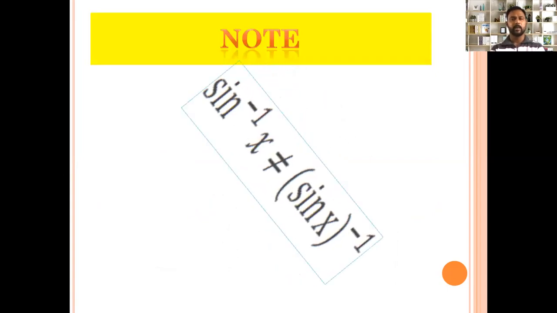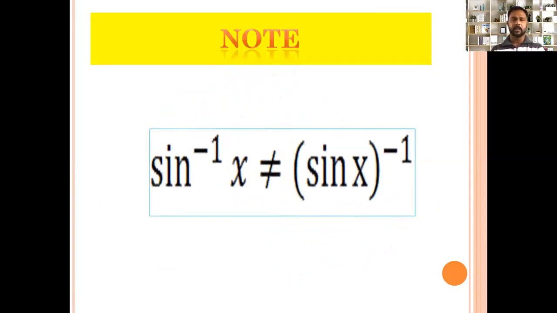Note, a very important note, that sine inverse x is not equal to sine x to the power of minus 1. Because sine square x represents sine x the whole square. But sine inverse x is not equal to sine x power minus 1, because the right side, sine x power minus 1, represents 1 by sine x, which is cosec x. So don't misunderstand that sine inverse x is sine x power minus 1. They are not equal.